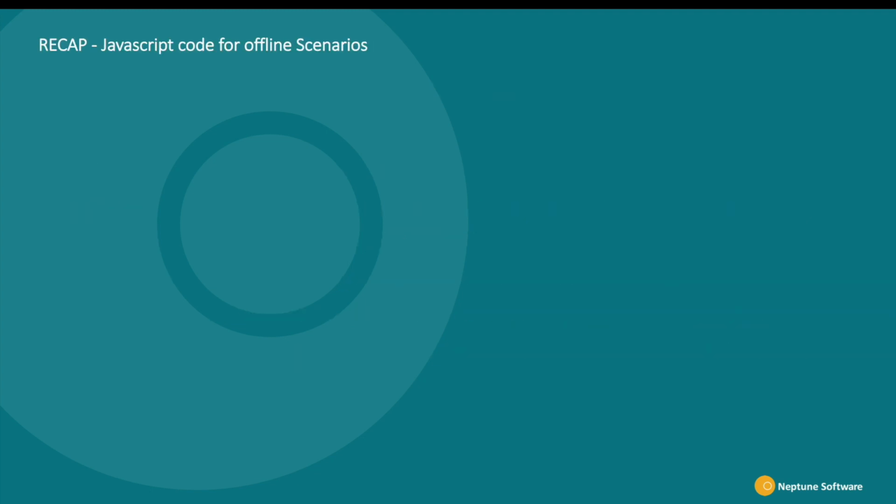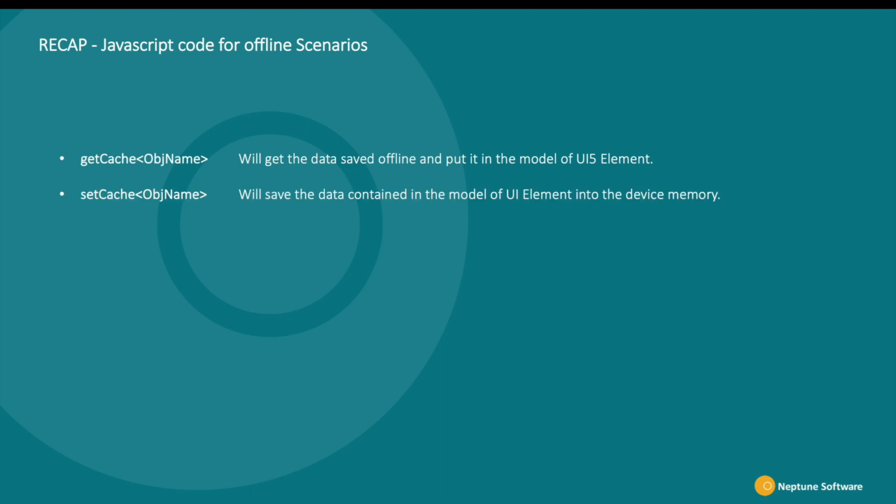And let's recap as well the JavaScript code for offline scenarios. Let's cover the main ones. There are more, and if you navigate to our website and look in our community, you will probably find others. But these are the main ones that you will always remember when developing offline applications. The first is get cache, and then the object name. Get cache will get the data from the storage of the device into the UI5 element. The second is set cache, object name. Set cache will save the data contained in the UI element into the device memory.